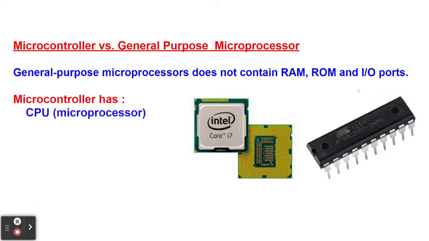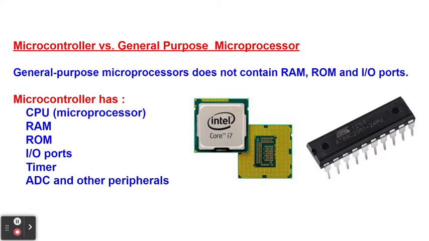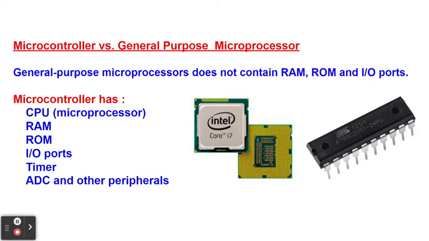Whereas a microcontroller has a CPU, which is the microprocessor itself, the RAM, ROM, input output ports, timer, analog to digital converter, and other peripherals. So these two are the differences between a microcontroller and a general purpose microprocessor.